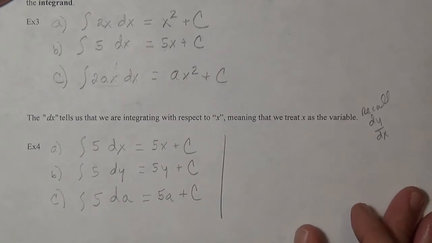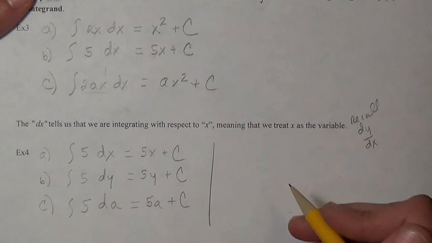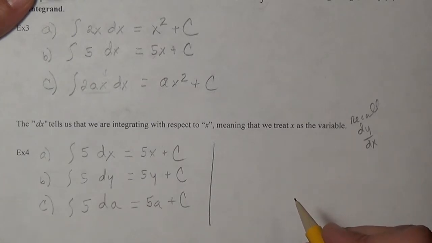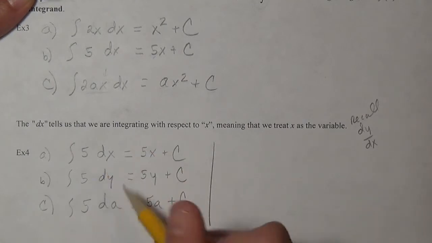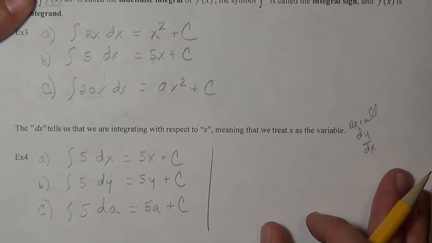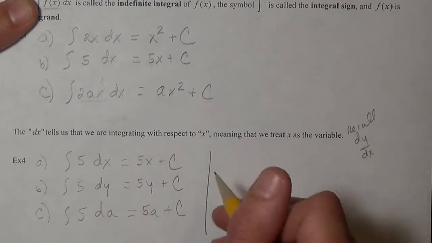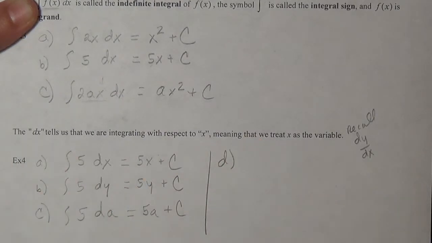Just a few more, because in previous classes I know that I've seen a little bit of confusion when students see a's and b's and r's, and just making sure we know what to treat as the variable that we're integrating with respect to. I just wanted to make sure we pointed this out. So let's do just a few more.